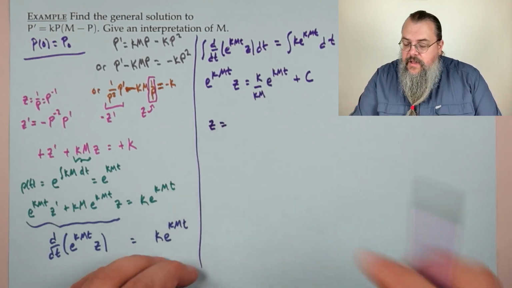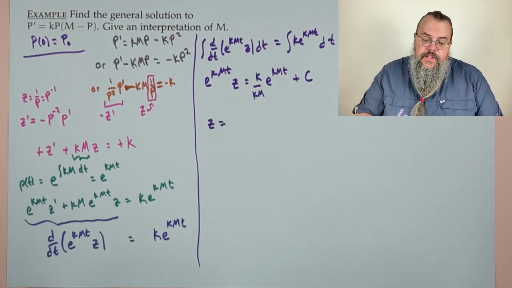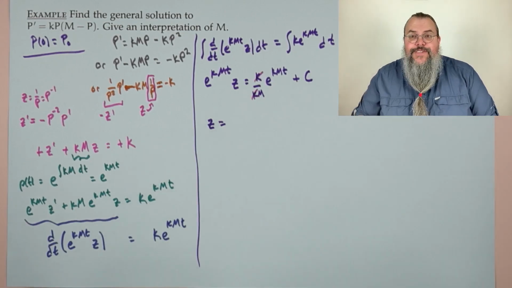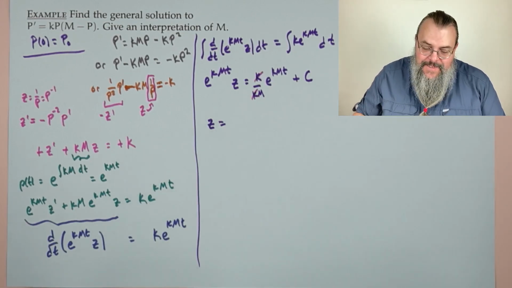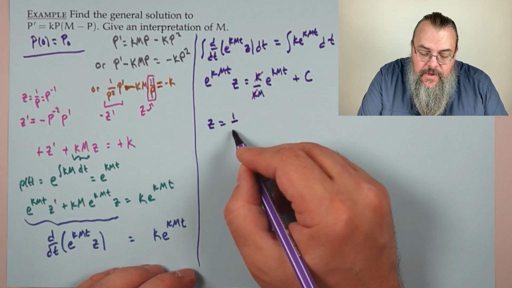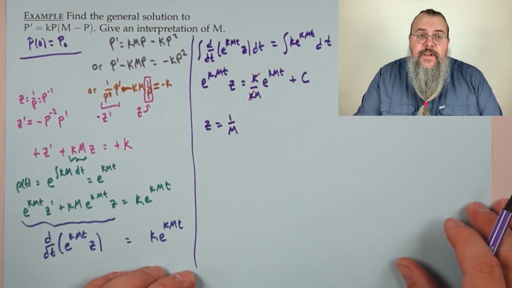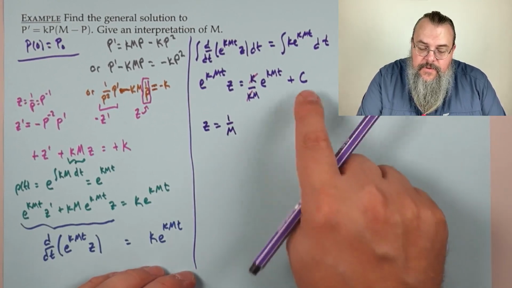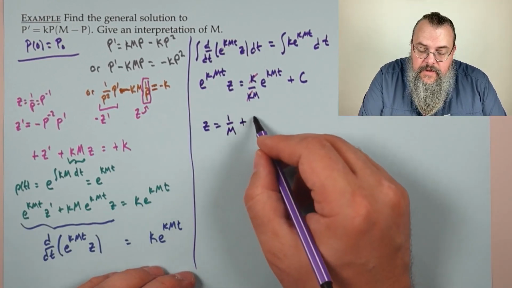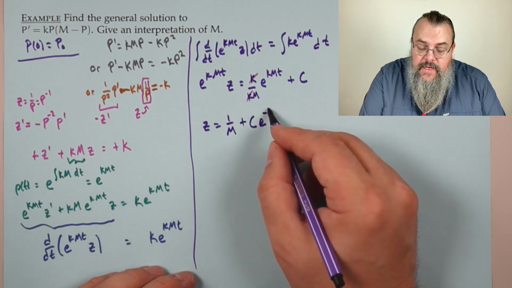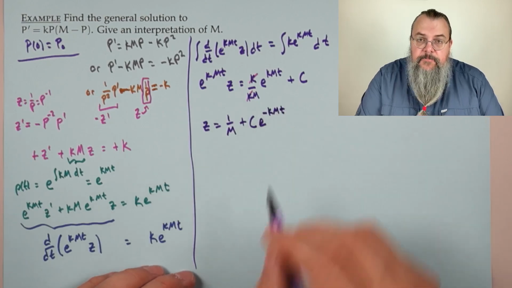Here you can cancel off a k. So we'll go ahead and just mark that. You don't have to make the pa-chow sound, but you can if you want. 1 over m. And now the c, well, we have to have that. And remember, we're dividing by e to the kmt, so it's going to become e to the minus kmt.